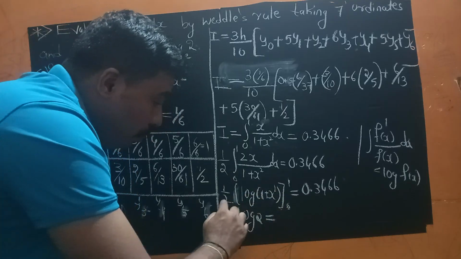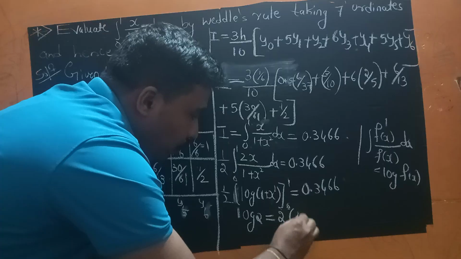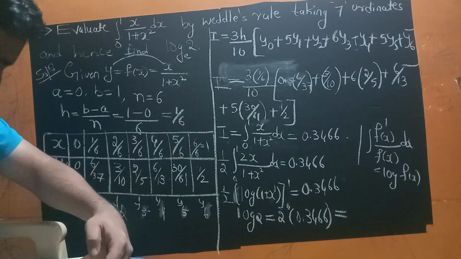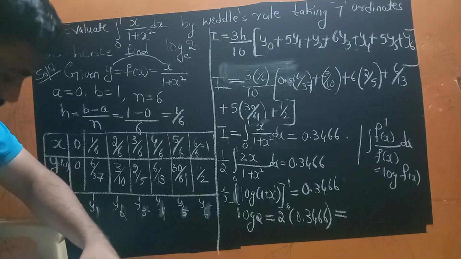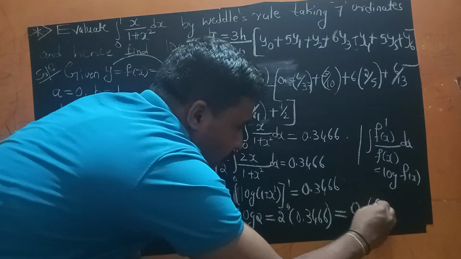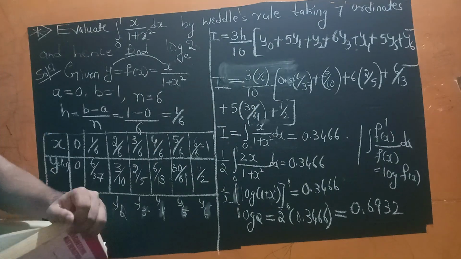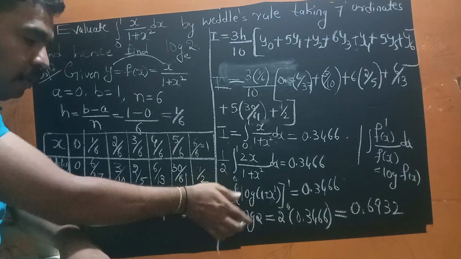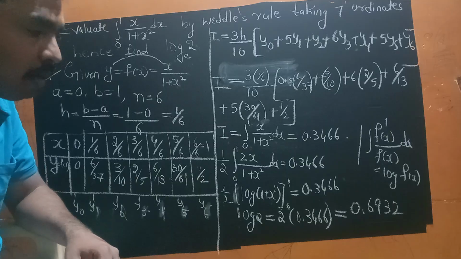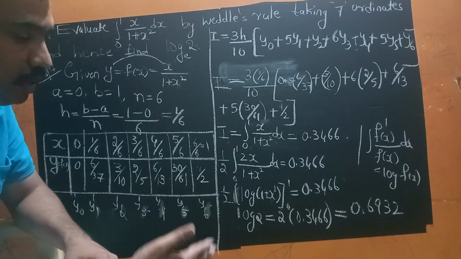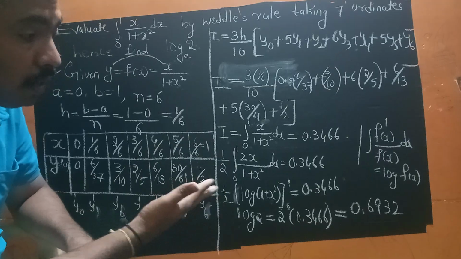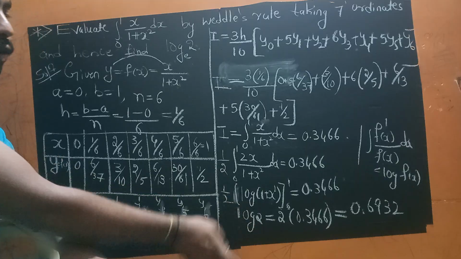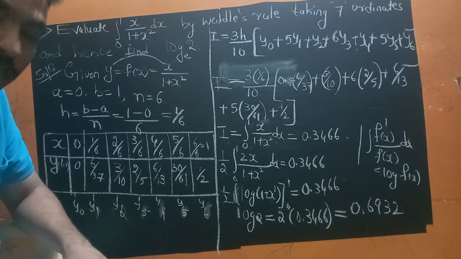So log 2 equals, this 2 goes to that side, 2 into 0.3466. If I simplify this, the log 2 value is 0.6932. After calculating numerically, we can also cross check by using our normal calculator or scientific calculator for the log 2 value, so that you can compare both answers and write the correct answer. So this is what we have here, log 2 answer 0.6932 numerically.